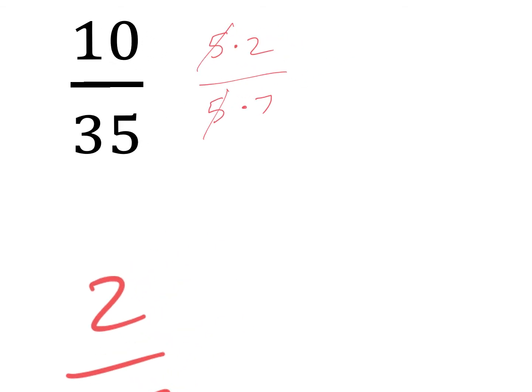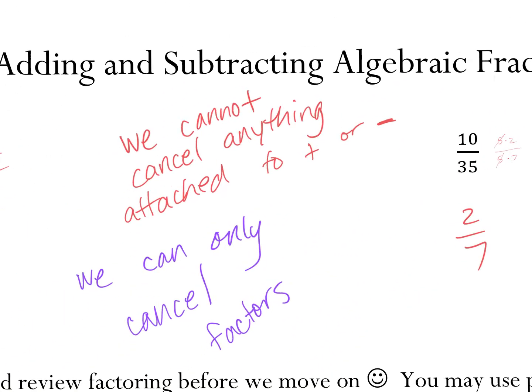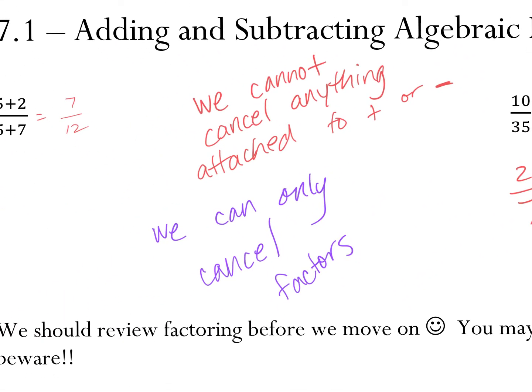I could rewrite that 10 as 5 times 2 and 35 as 5 times 7, and I am allowed to cancel there because it's being multiplied instead of being added or subtracted. So the rule is we cannot cancel anything attached to a plus or a minus sign, but we can cancel out factors, or things that are written as a multiplication problem.